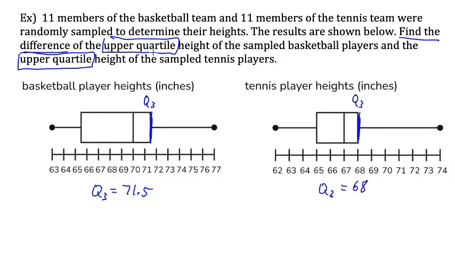Our job is to find the difference of these two quartiles. So let's just subtract 71.5 minus 68, and we get a difference of 3.5 inches.